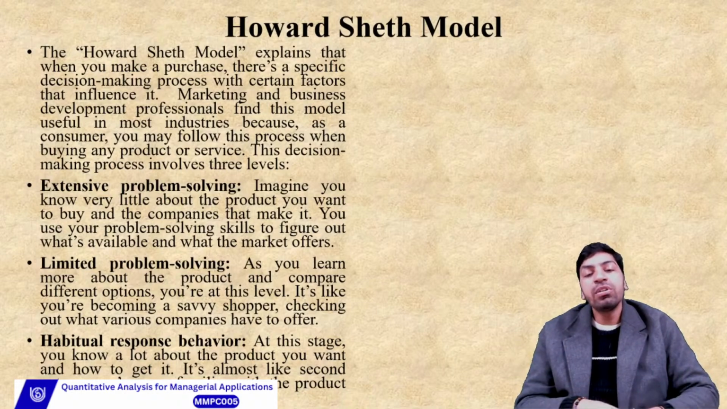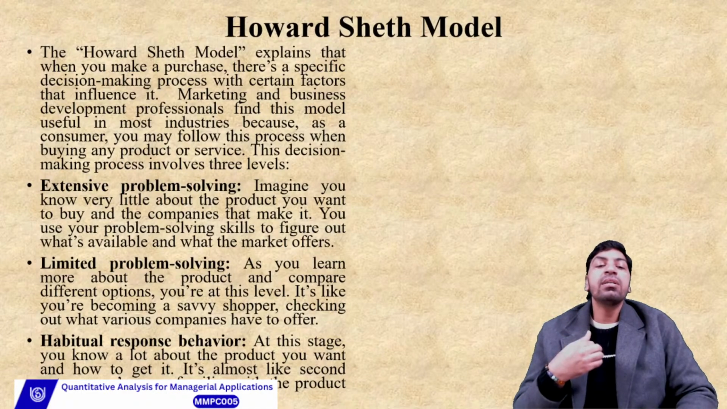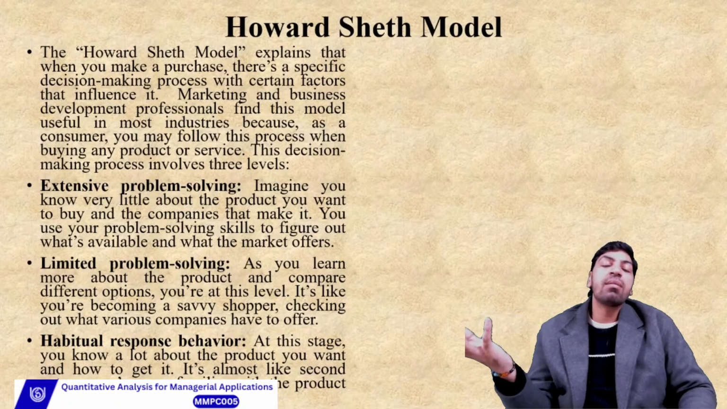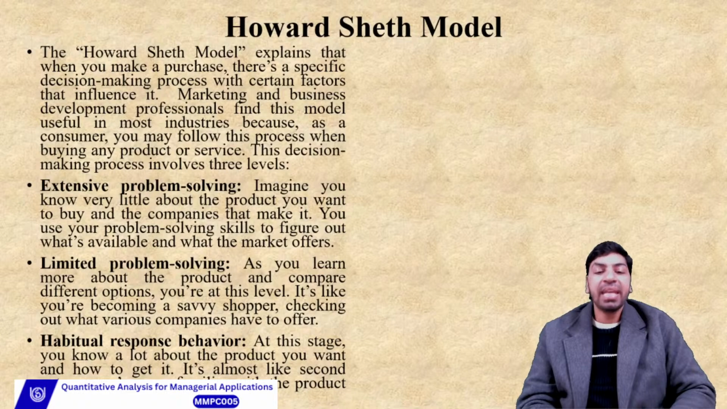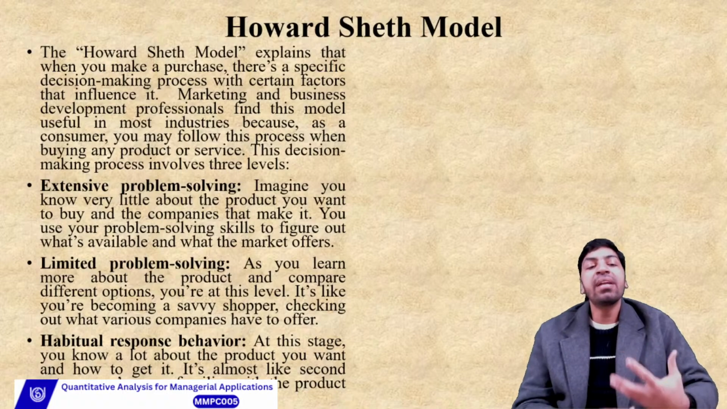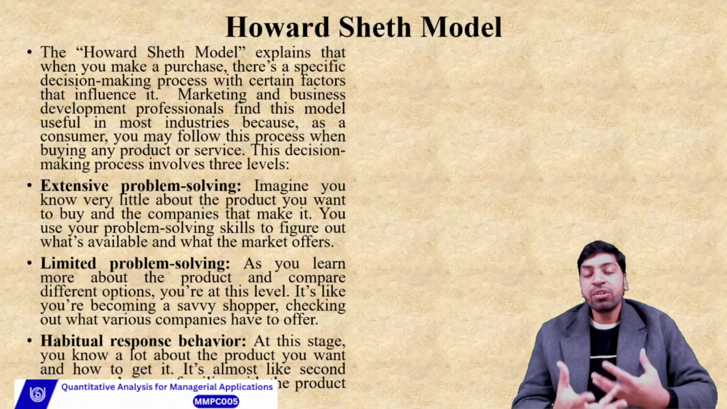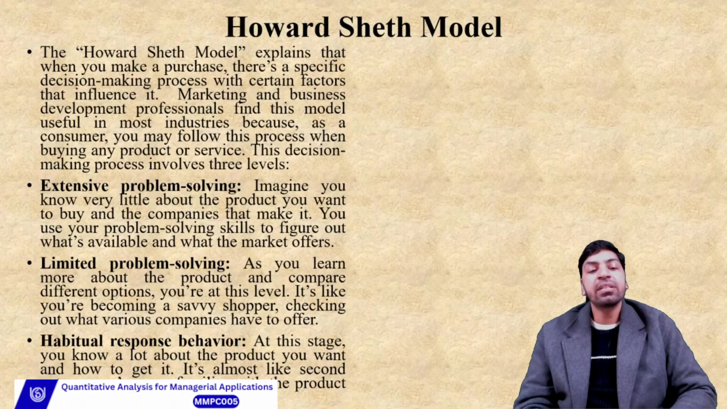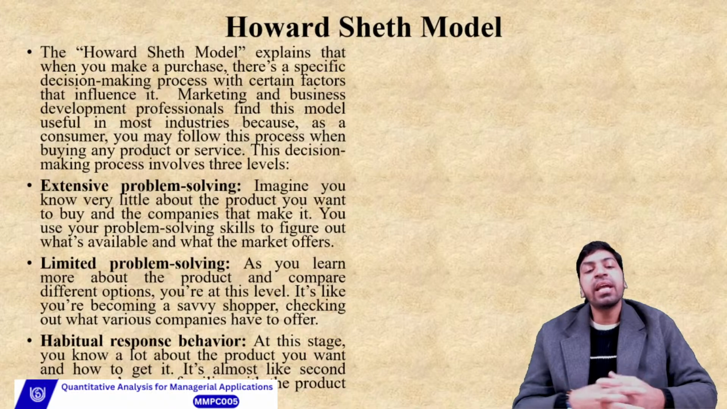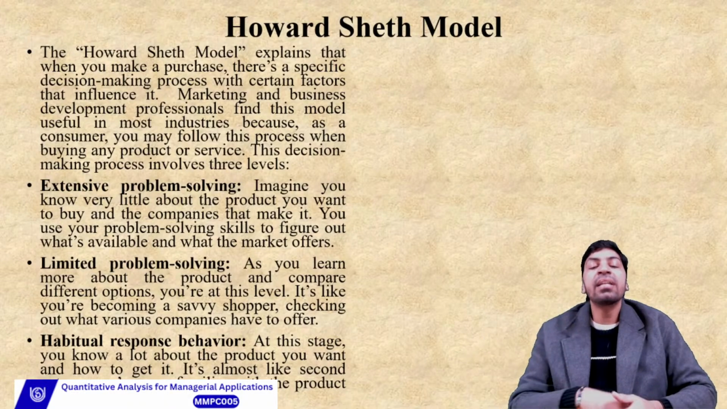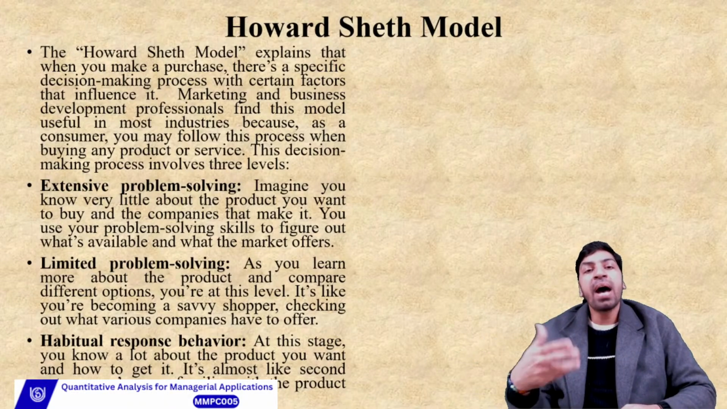If you want to become a savvy shopper, you can check out the various company offers online as well. In habitual response behavior, at this stage you know a lot about the product, what you want, and how to get it. It is almost second nature, you are very familiar with the product and the various ways available to buy it.